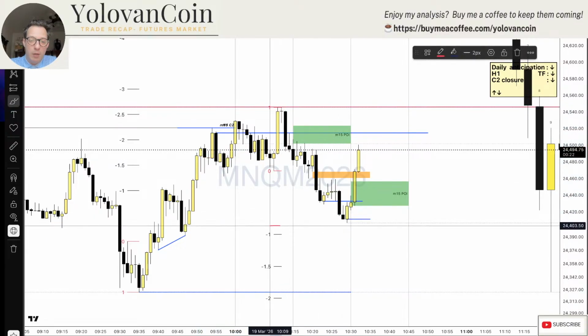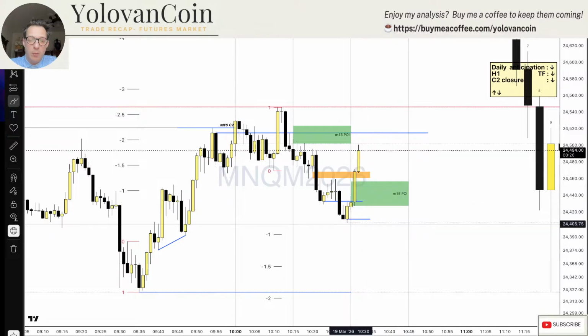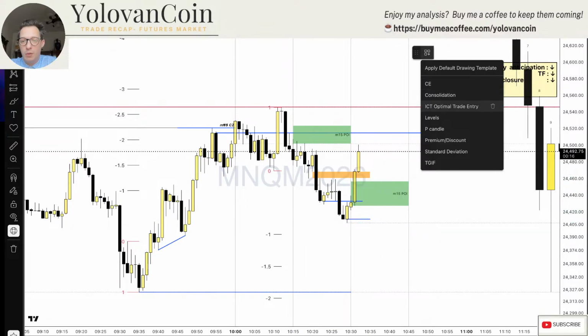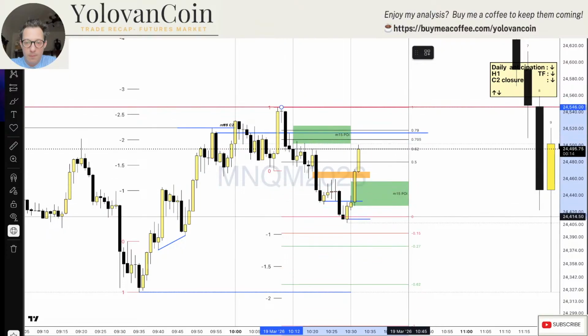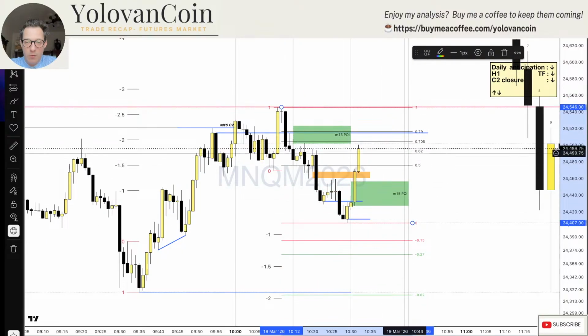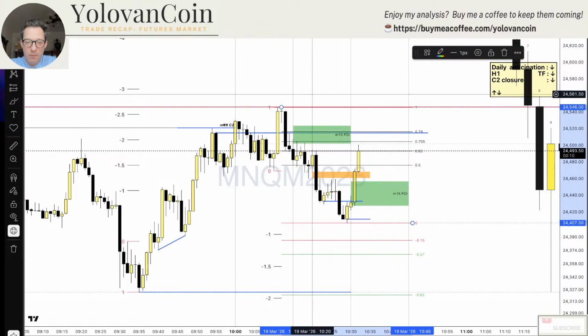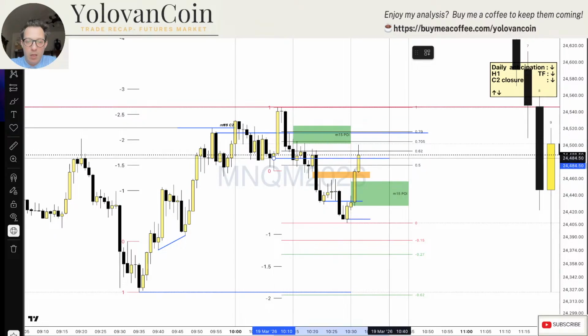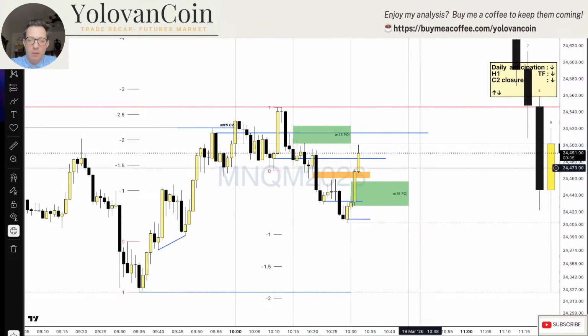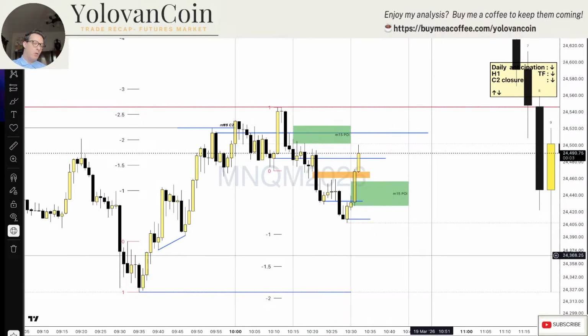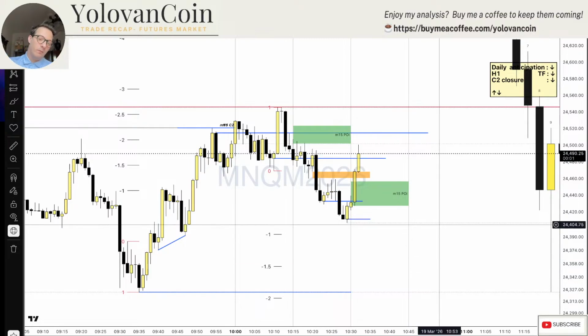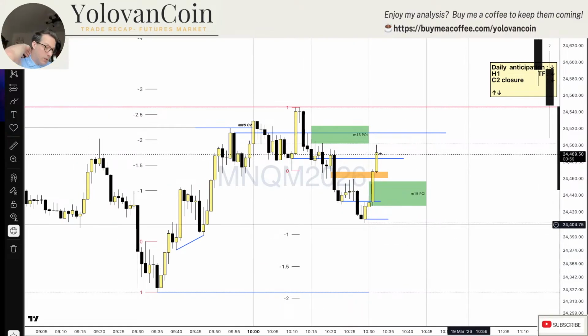Distribution. Price is close to the -1, so probably it's gonna retrace back to the OTE level if it wants to go lower. Let me draw the OTE. Here we go. That's the OTE level. So I want to see a closure, but you know, only one thing we want to see, and another thing is what the price wants to do.